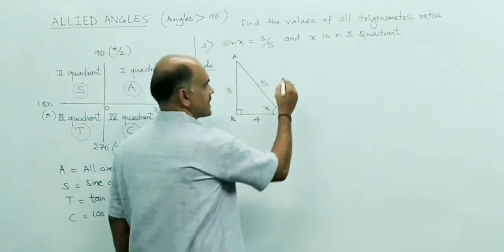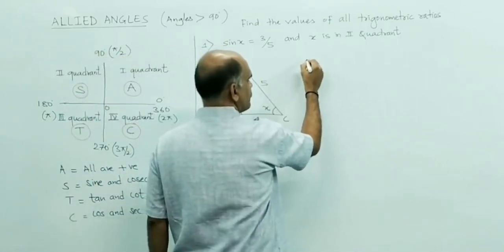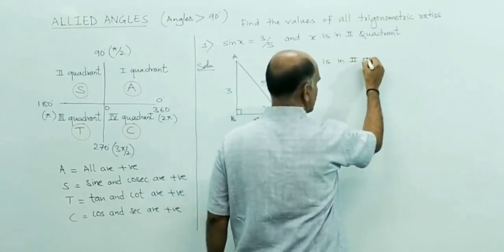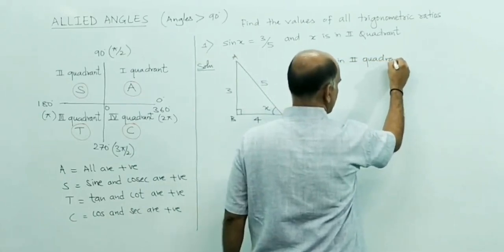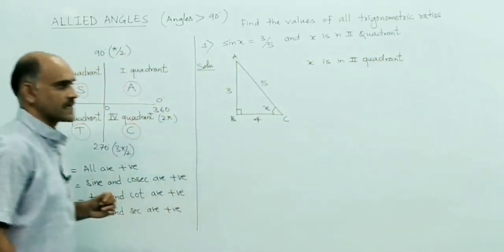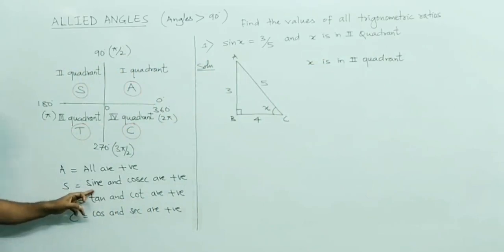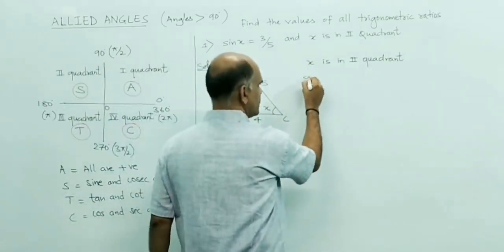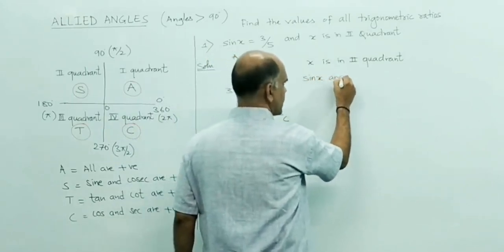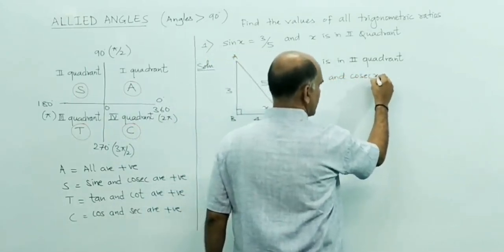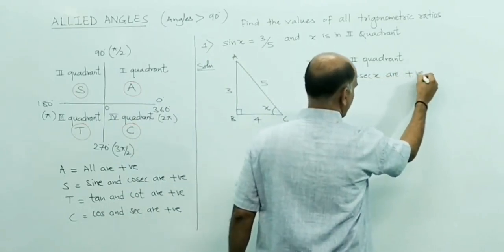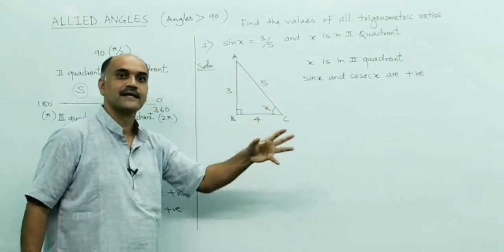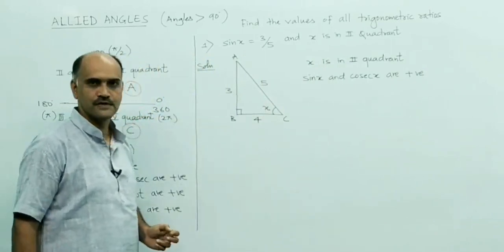Now, x is in second quadrant. So he has given x is in second quadrant. So in second quadrant, what we are having? Sine and cosec are positive. So in second quadrant, sine x and cosec x are positive, and all other values will be negative.